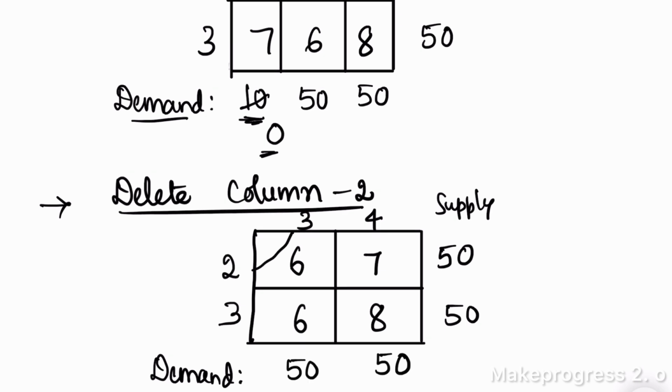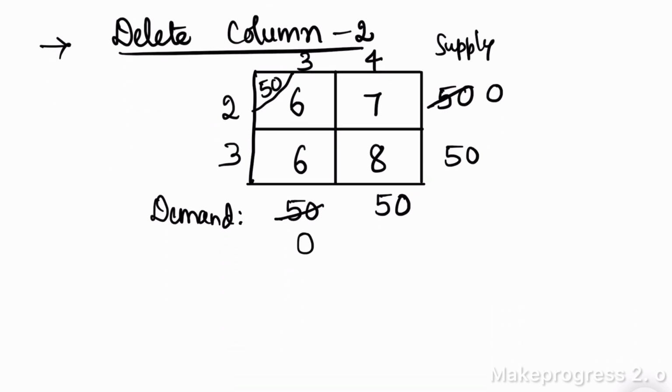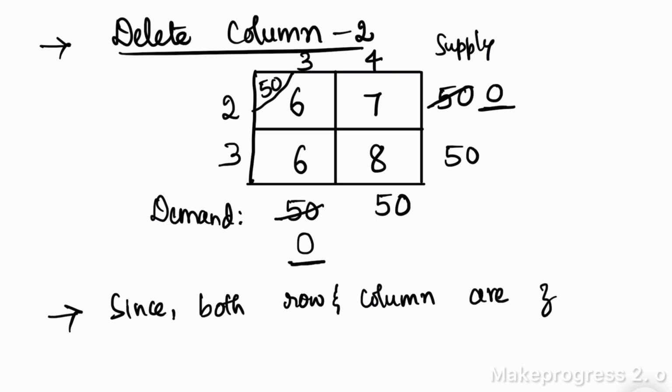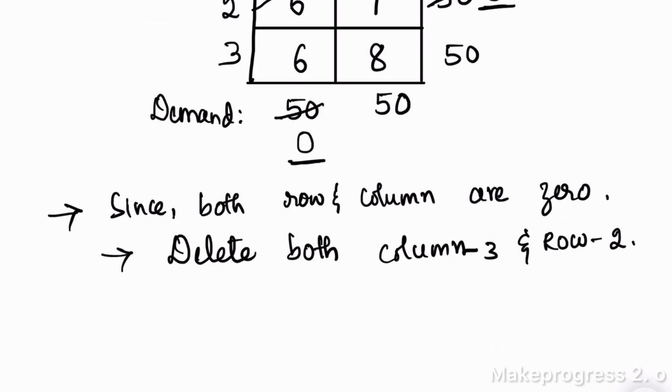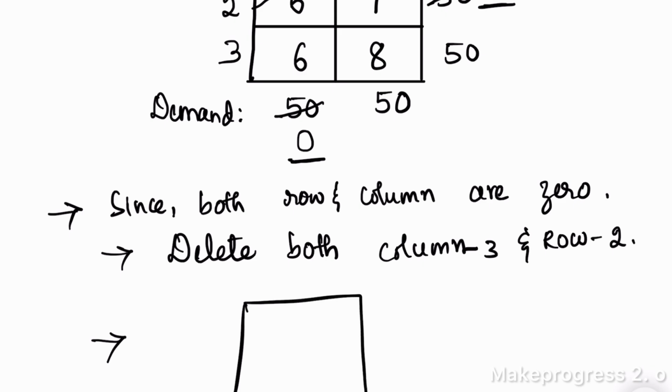So you have got this table, and the northwest corner cell is again considered. Both are equal, so 0, 0. So you got 50 in the northwest corner cell. Since the row and column both became 0, we have to delete both the row and column: delete row 2, the second row, and delete column 3. Deleting that, we'll have only one digit, that is 8.